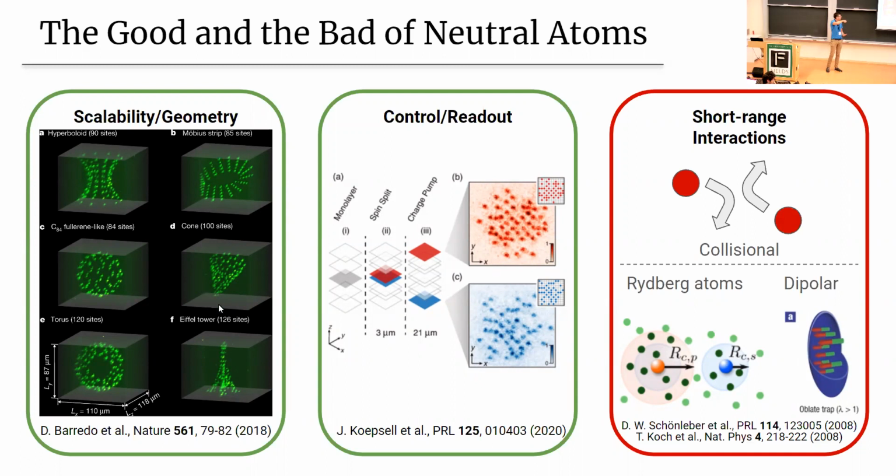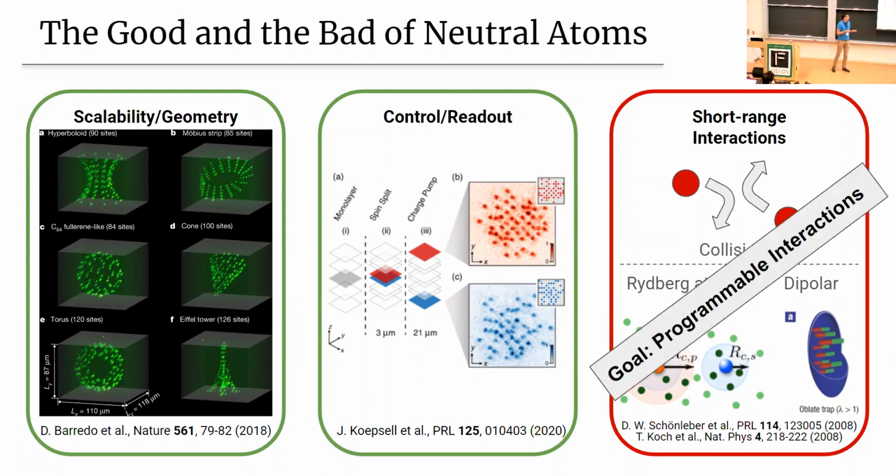where you connect the tip of this cone to the base of this cone, then you would need to shuffle the atoms to the bottom and let them interact, then shuffle them back, which you can do, but it's experimentally not easy. So the goal of our experiment is to introduce interactions that are really programmable and where you can get to very high dimensional connectivity graphs between the atoms.